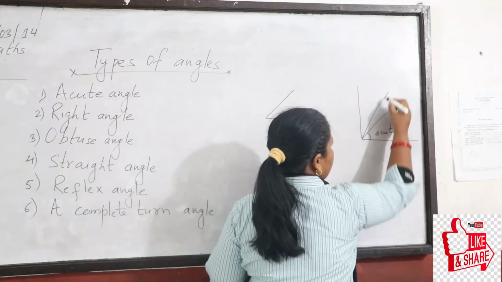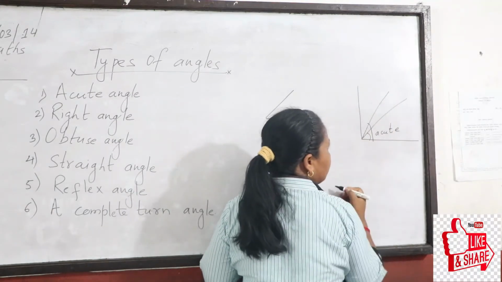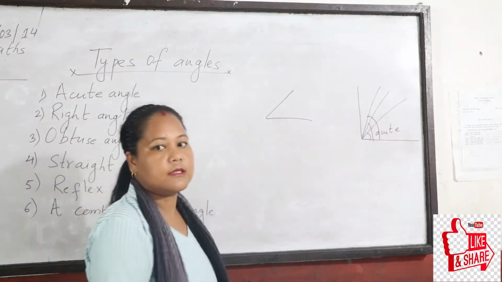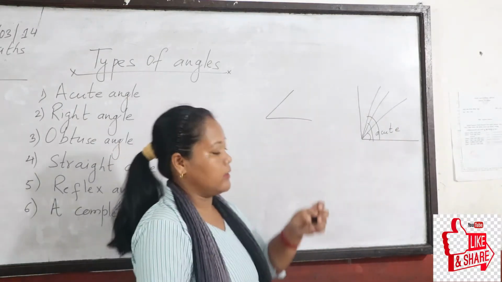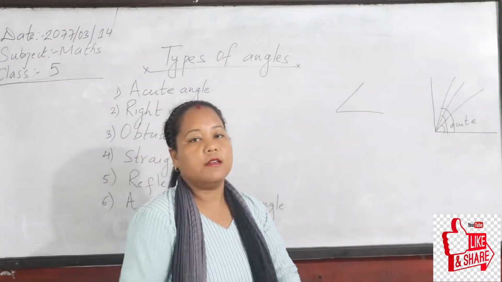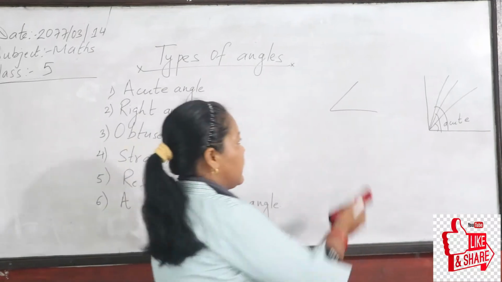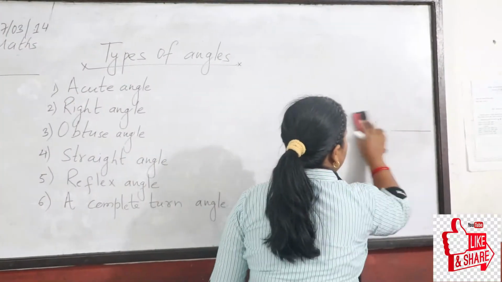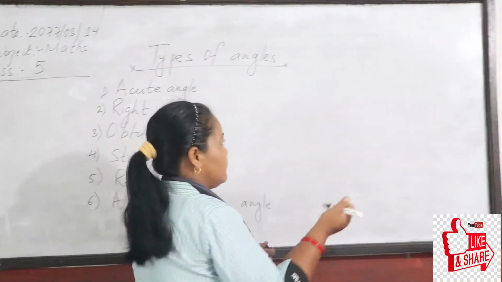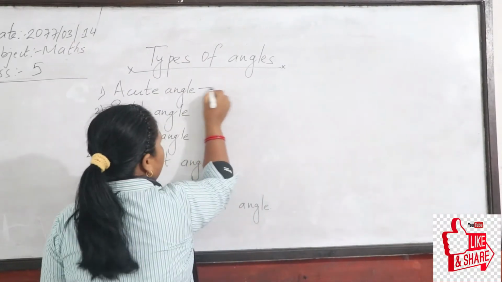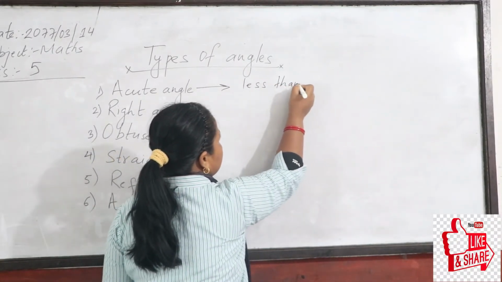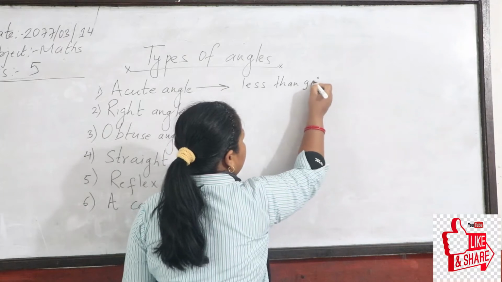This angle is also acute angle. This also acute angle. Understand? Less than 90 degree. The angle whose measurement is less than 90 degree, they are called acute angle. Okay, students? Understand? Acute angle means less than 90 degree.